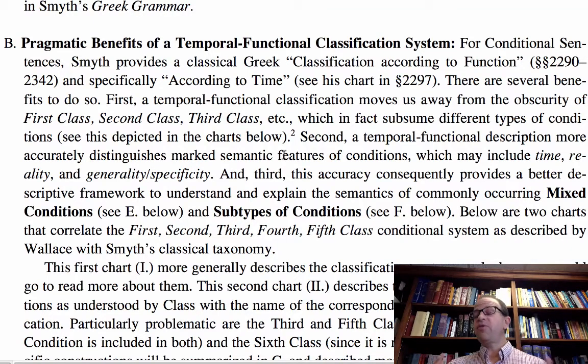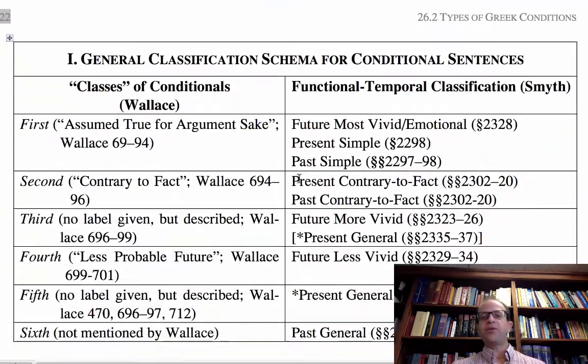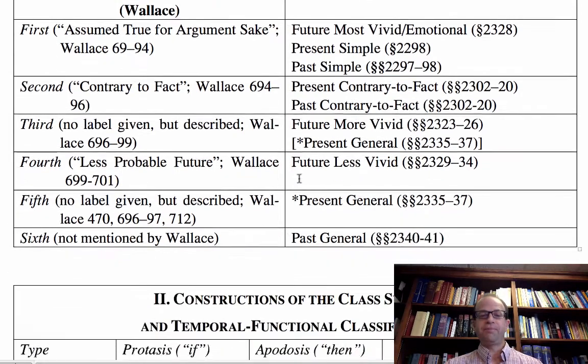I have found this to be very helpful, very fruitful for exegesis, because his classification system allows us to recognize mixed conditions, the fact that you're going to have a combination of types of conditions. You'll have a supposition of one type and then a conclusion of another type. So hang on, this may seem a little bit complicated, but I think you'll really enjoy understanding the different time frames and then the different types of conditions. I have some charts that allow you to compare the class system, first, second, third, fourth class, and then the functional temporal classification of Smyth.